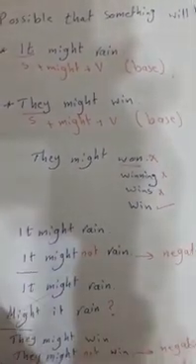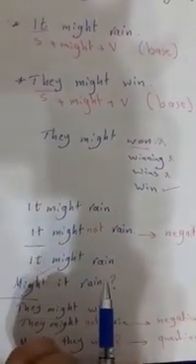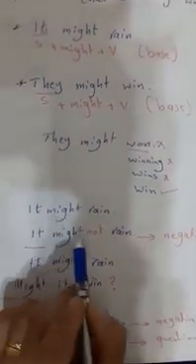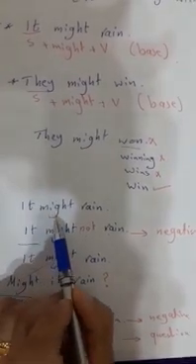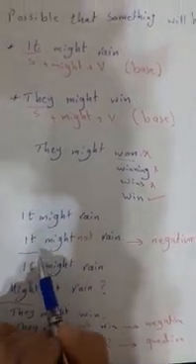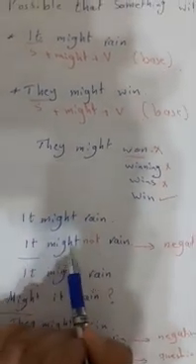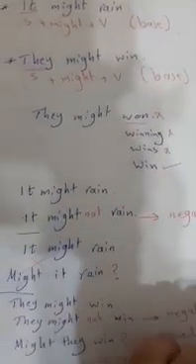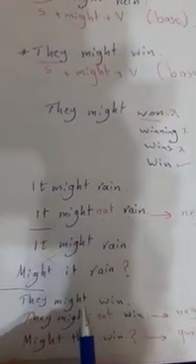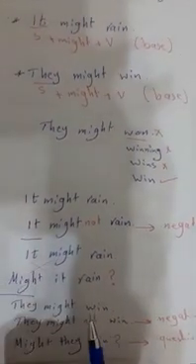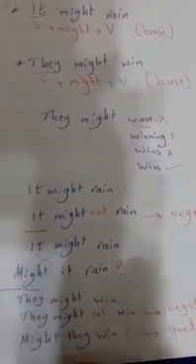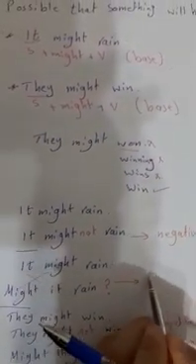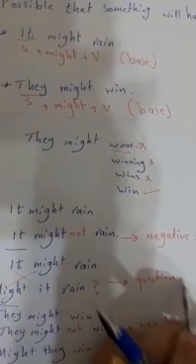Okay. Now we want to change this sentence into negative. It might rain. Again, it might rain. Subject plus might plus verb. It might not rain. This is the negative. Now we want to change this sentence into question. How can we change this sentence into question? By changing the places. It might rain. Might it rain? This is the question.